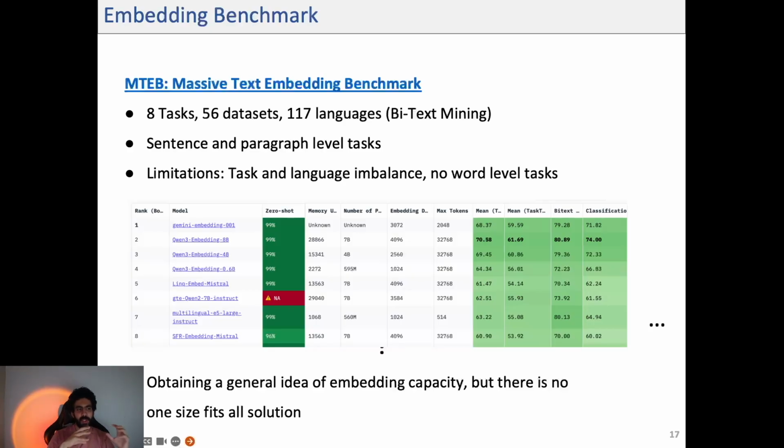This helps researchers and engineers choose the right model depending on what they care about: performance, language coverage, memory limits, and so on. But of course, like all benchmarks, no benchmark is perfect. MTEB has imbalances. Not every task is equally covered. Some languages are also underrepresented. So don't treat those scores as the final truth. Instead, use them to get a general idea of how capable a model is, and always test it on your own data if you can. Because there is no one-size-fits-all solution in embeddings. It's all about the task, the language, and your needs.